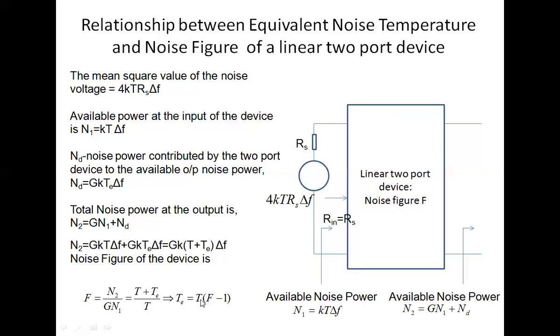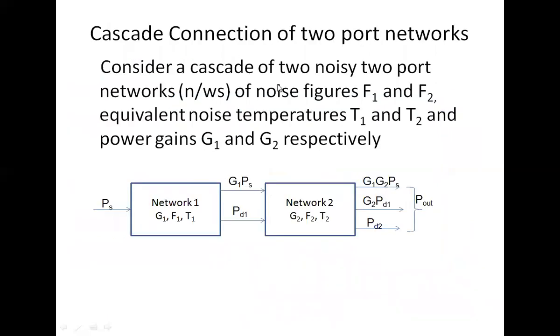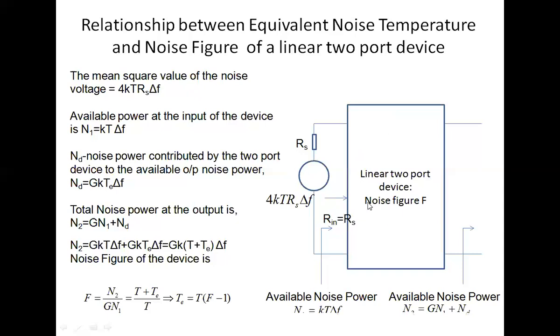What is capital T here? This T is the noise temperature of the source. That's why the mean square value of the noise source is 4kT R_S delta F. So here we saw what happens when there is only one linear two-port device.